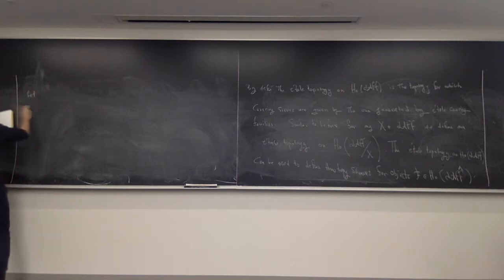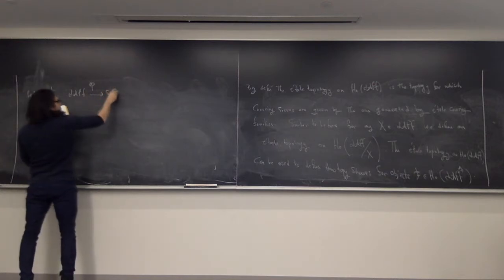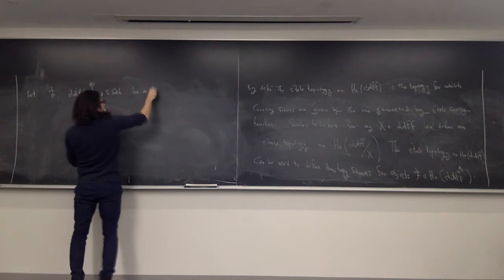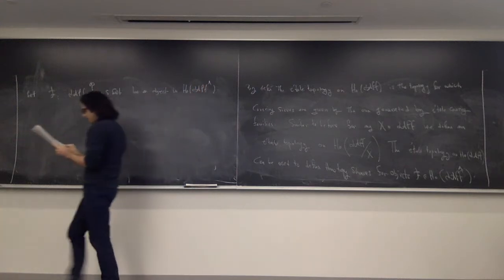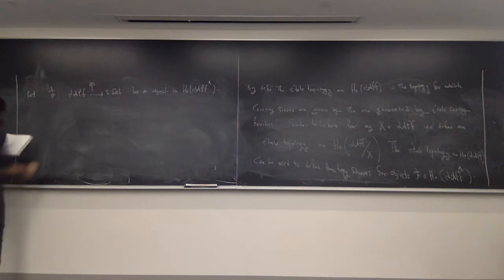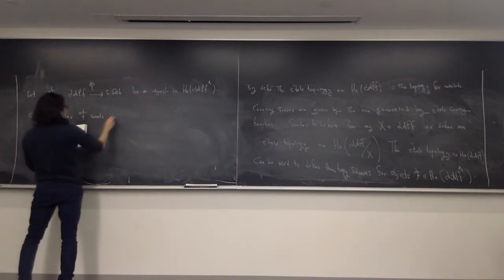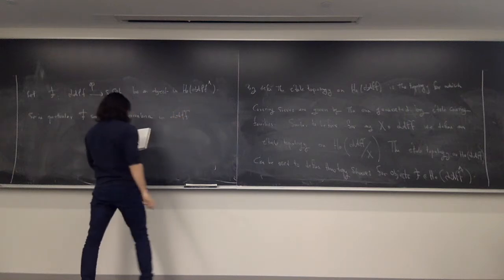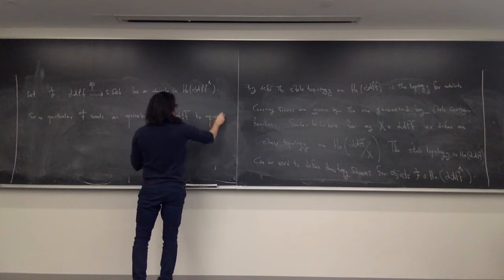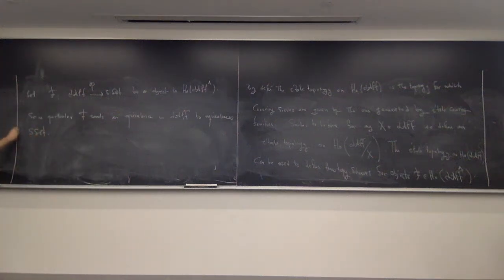So let F be a functor from this category, the opposite category, to simplicial sets. Be an object in this category. Okay. So in particular, F sends an equivalence in here to equivalences in the same category of simplicial sets. Equivalences in here.